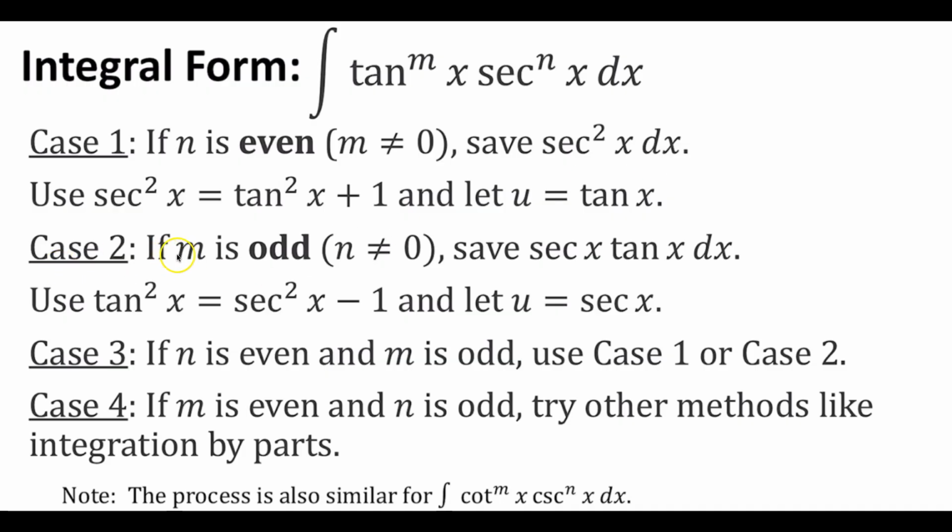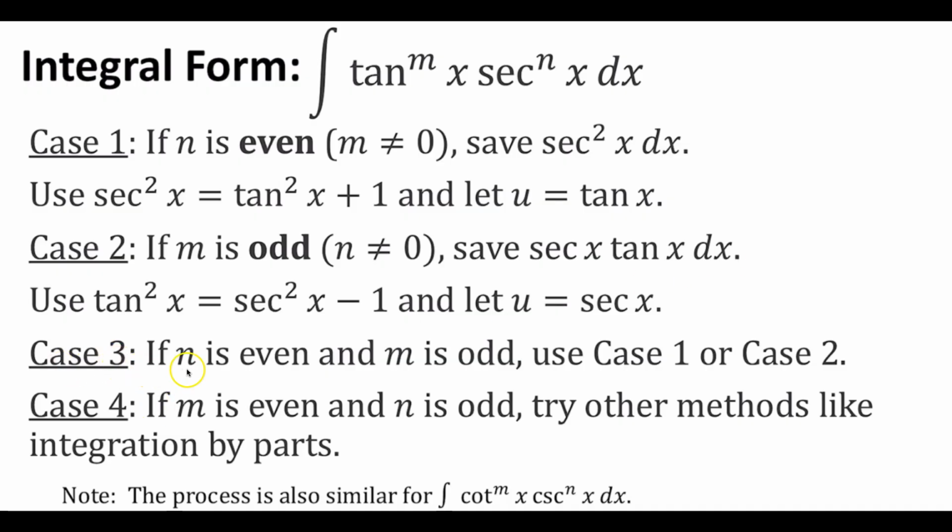In case 2, what if m is odd? So m is the power of tangent x, and n is not equal to 0. So the power of secant x is not equal to 0. We're going to save a secant x tangent x dx. And then we're going to use the Pythagorean identity tangent squared equals secant squared x minus 1, and we'll let u equal secant x, because the derivative of secant x is secant x tangent x.